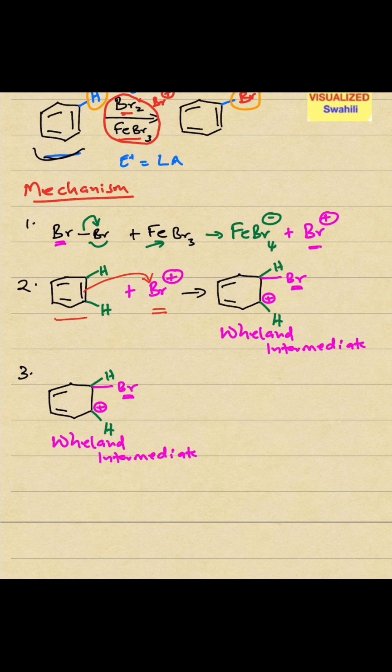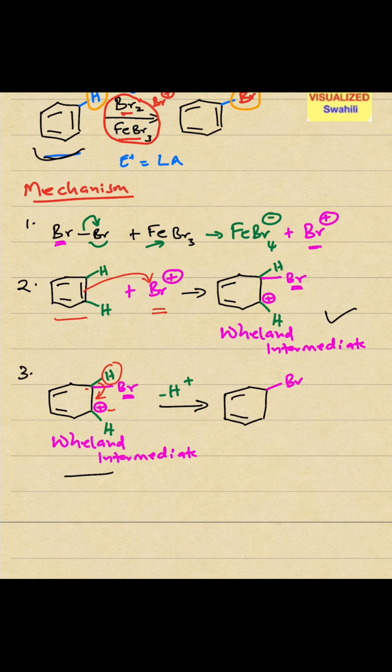And now for step number 3, we use this Wheland intermediate, which is right here. This step involves the loss of H+, so minus H+. We lose a proton, or hydrogen ion, and basically what's going to happen is that we lose that hydrogen, and then the electrons that were used for the carbon-hydrogen bond will flow back to make a double bond and neutralize the positive charge, and you end up with an aromatic compound. So the driving force of this step is the formation of aromaticity, which is stable.